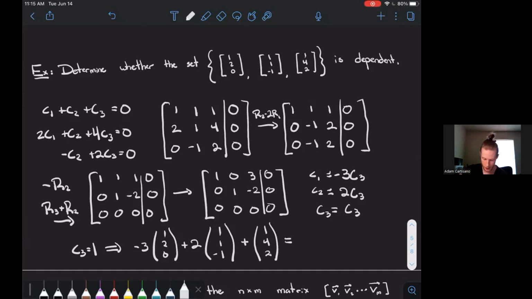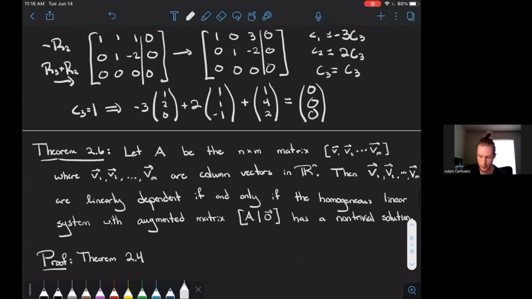Do they work? Let's try it. Negative 3 plus 2 plus 1, that's 0. Negative 6 plus 2 plus 4, that's 0. 0 minus 2 plus 2, that's 0. So there we have it. Yes, they are linearly dependent. Good.